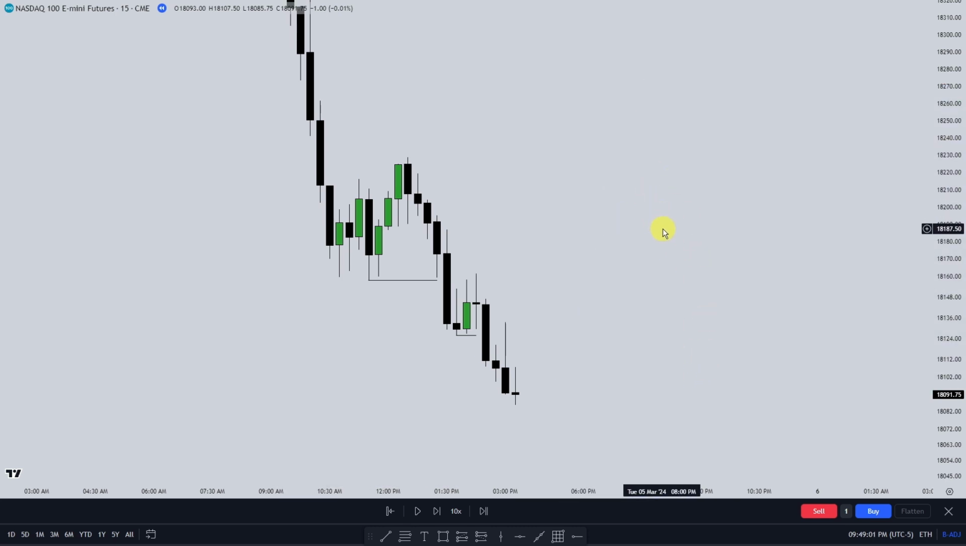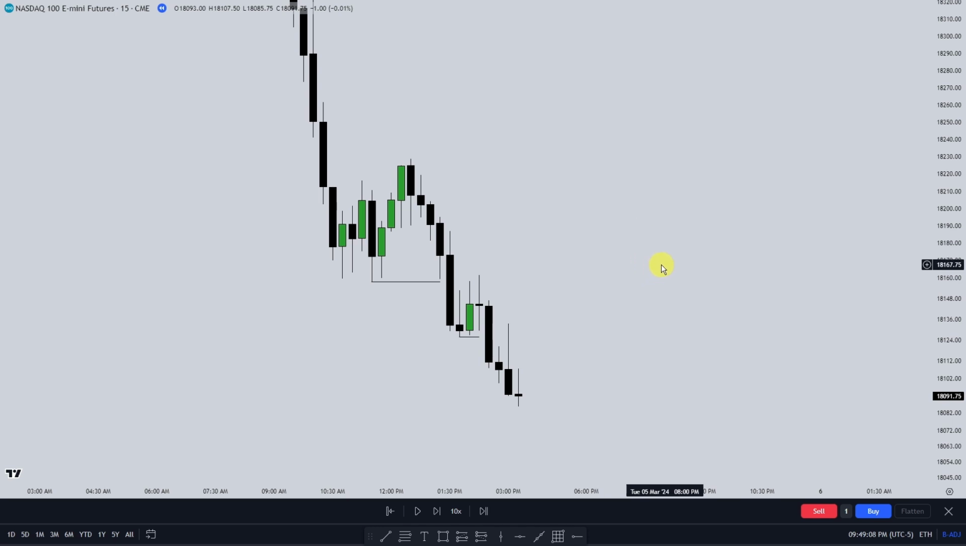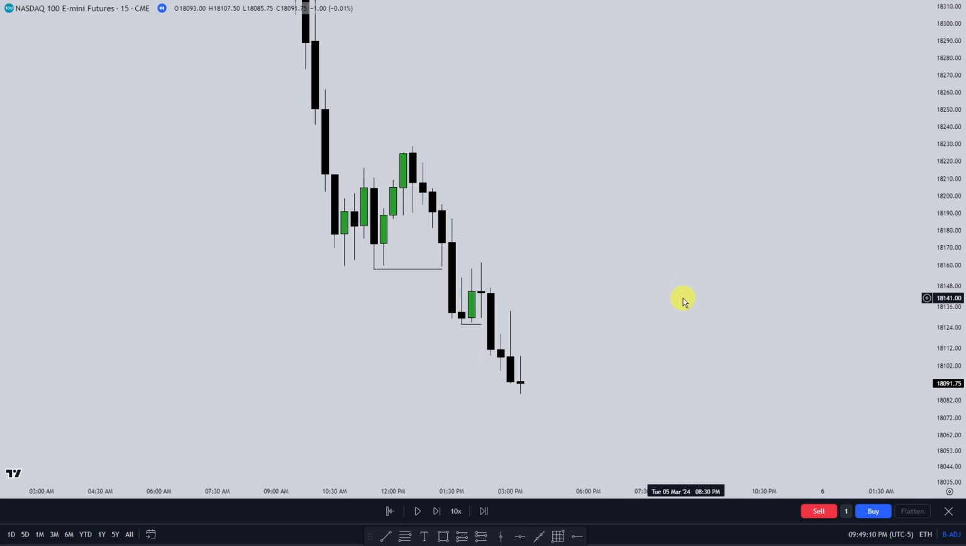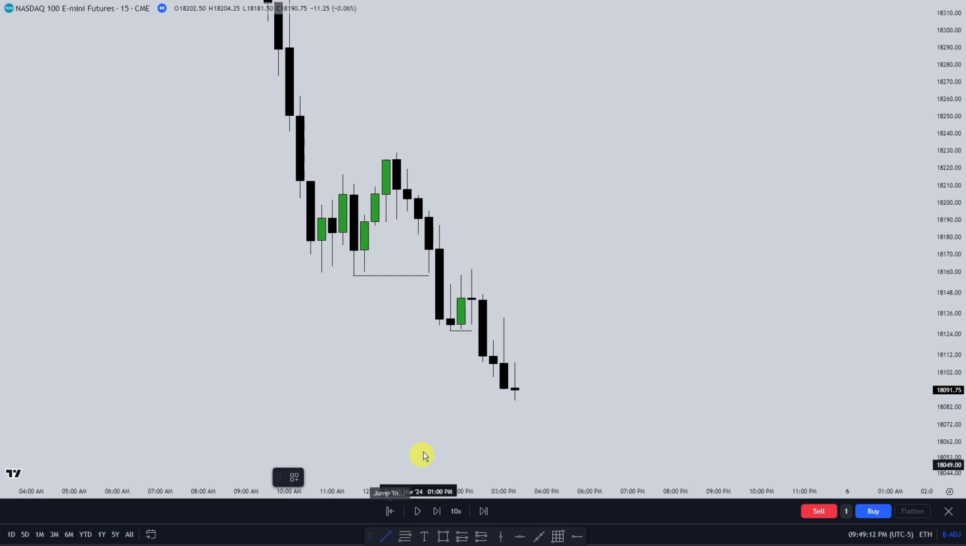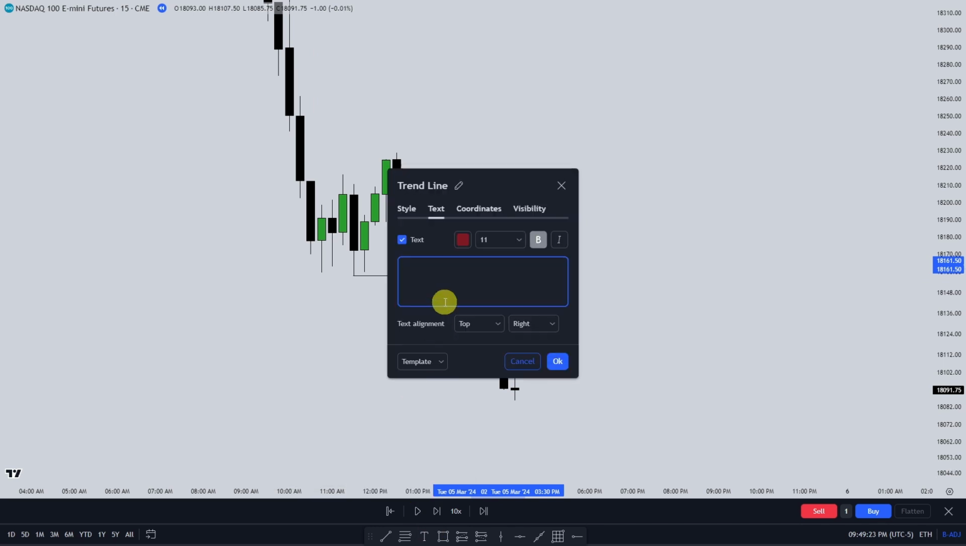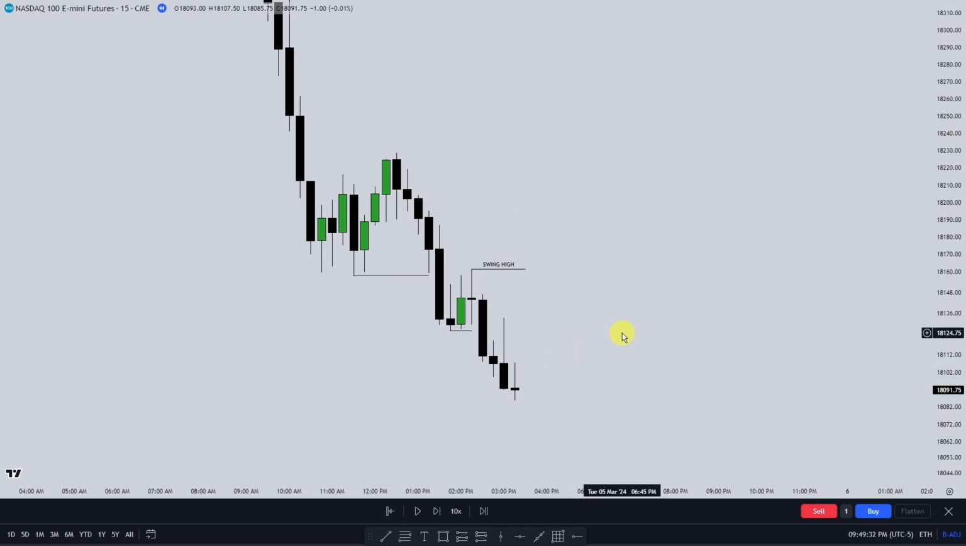And how are we going to get confirmation that we are changing the trend? By a market structure shift, by a swing high getting broken. So where is the nearest swing high? Right here. It is right here. Just mark it out for you guys. Swing high. All right.